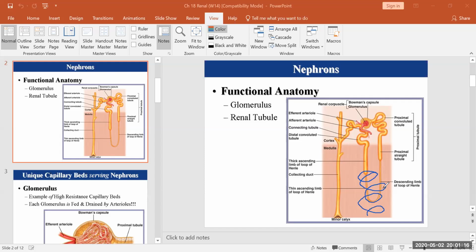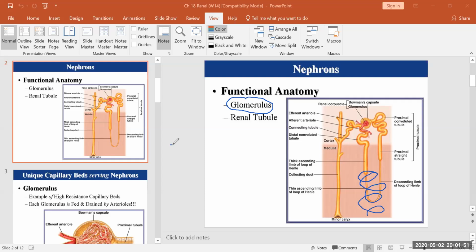Within each nephron, it interacts with a beautifully designed, beautifully made capillary bed. And this capillary bed is unique, both structurally and functionally. And that capillary bed, we call it the glomerulus. So 1 glomerulus, 2 or more glomeruli. And this is why when we say glomerulus, it's unique.